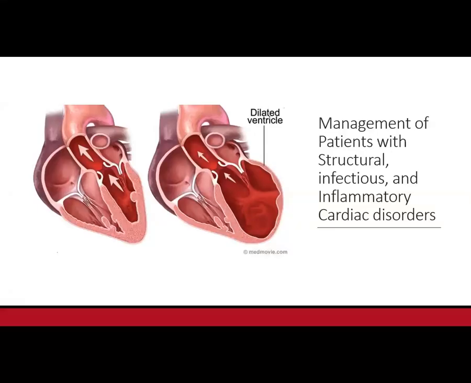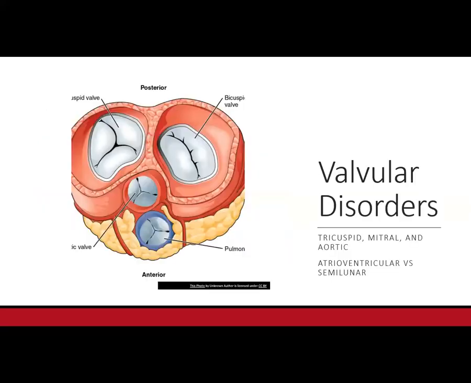Today, we're going to be talking about the management of patients with structural, infectious, and inflammatory cardiac disorders. So the first thing we're going to talk about is our valve disorders. So these are our tricuspid, mitral, and aortic, and then our atrioventricular versus semilunar valves. Valve heart disease describes an abnormality or dysfunction of any of the heart's four valves.